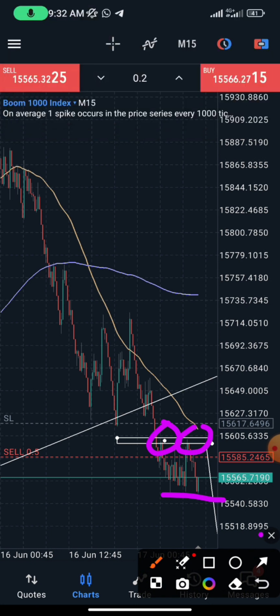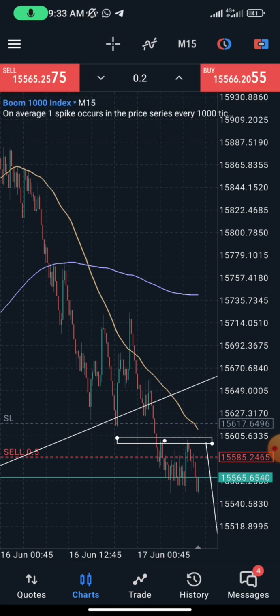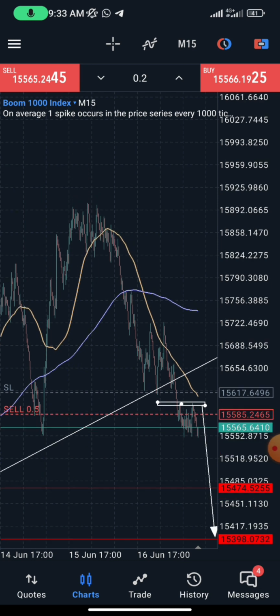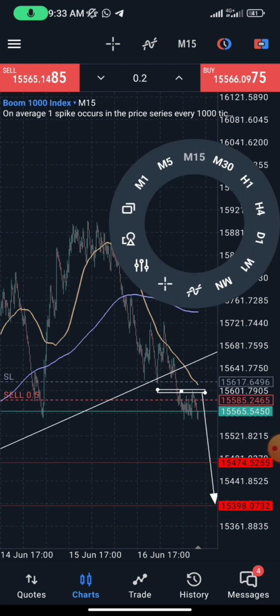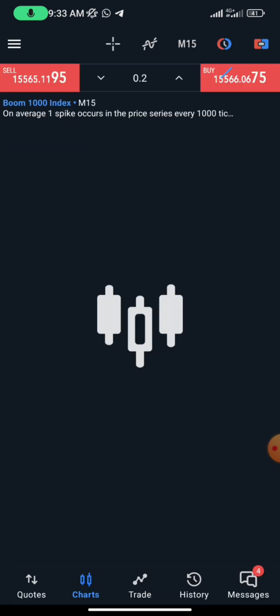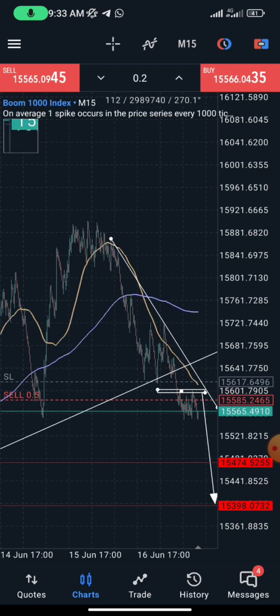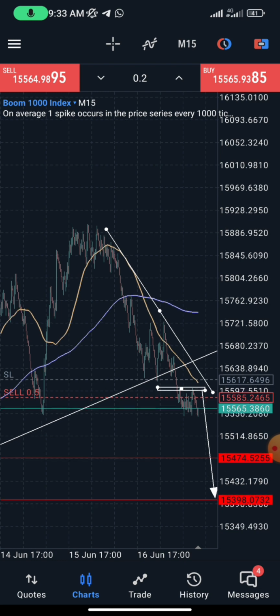So where do we expect this one to get to if the market should break that zone? If you zoom in closely, you see my TP levels here, and we are expecting the market to go down. If I draw my external trend line from here to here, you see that we are still in that trend line. We are still in a downtrend, right?